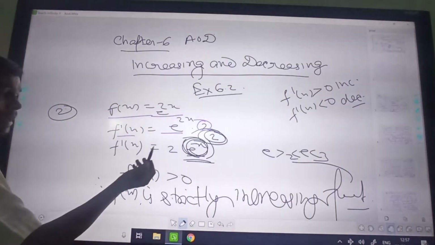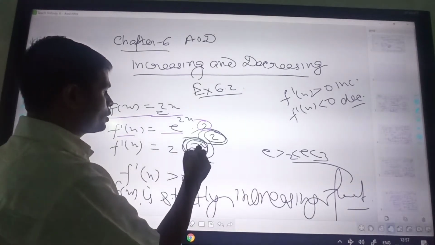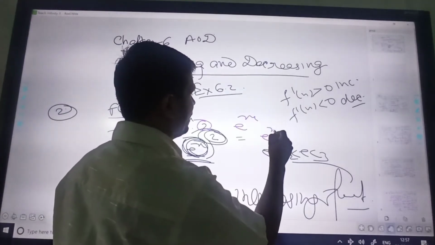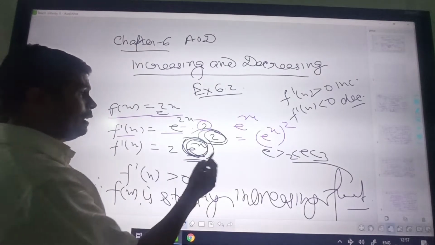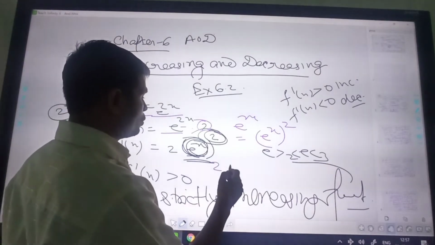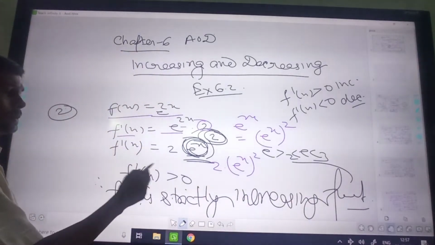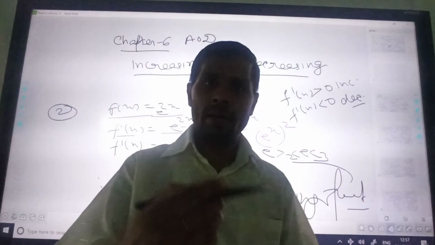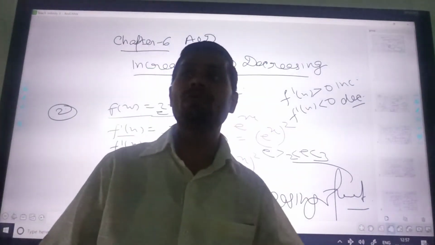Here you may write it again as 2 into (e raised to the power x) whole raised to the power 2. That means e raised to the power 2x may be written as (e raised to the power x) whole squared. Now you have to check whether it is positive or negative. If it is positive, then the function is strictly increasing. If it is negative, then the function will be strictly decreasing. So we have to check it.